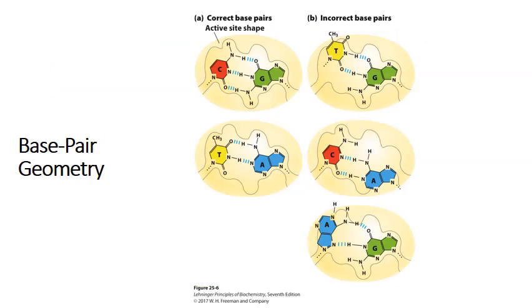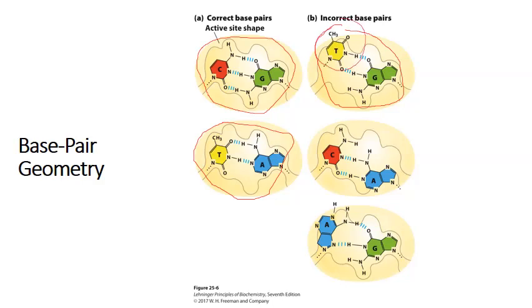So we can look at the geometry of the base pairs. When we have the correct base pairing, so the C with the G and the A with the T, we form the correct shape of that interaction. If there's an incorrect base pair, for example a T with a G, we have an incorrect conformation of that base pair. And that leads to the repair mechanisms coming in and recognizing that a wrong base was added.